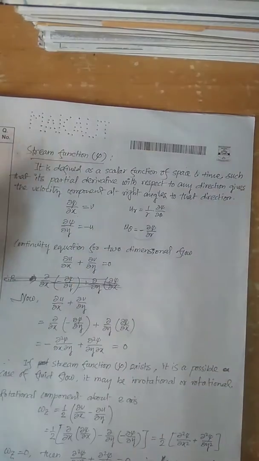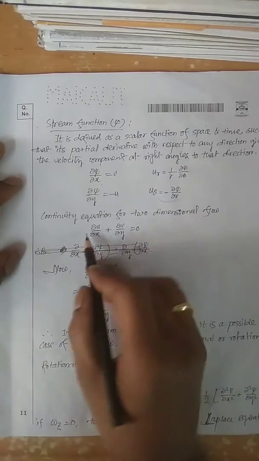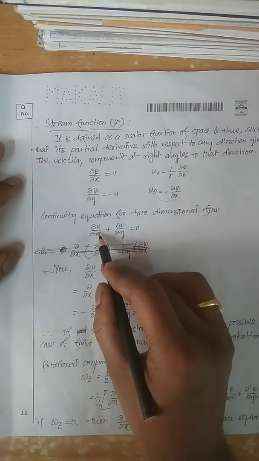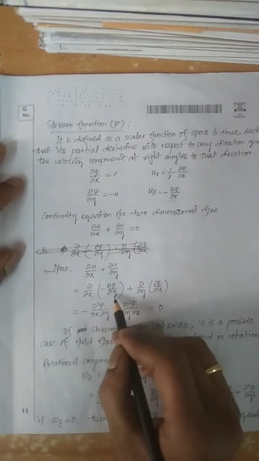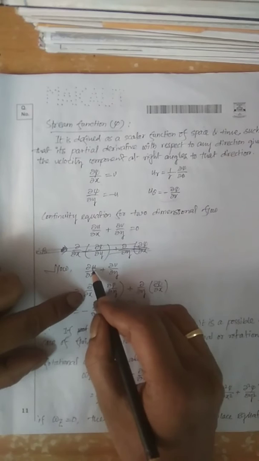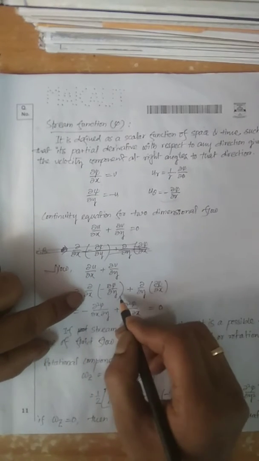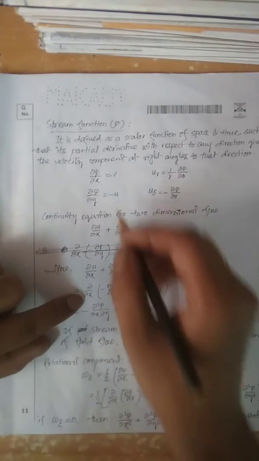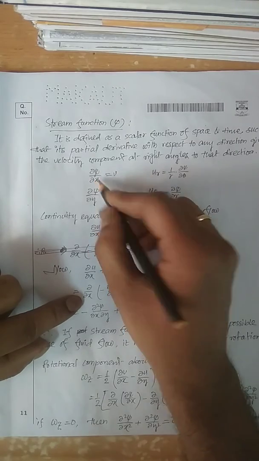Now, the continuity equation for two-dimensional flow is del u del x plus del v del y is equal to 0. In place of u, you can write minus del psi del y, and in place of v, you can write del psi del x.